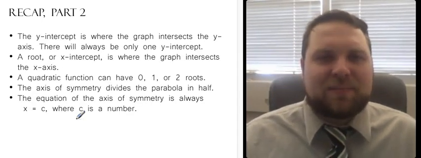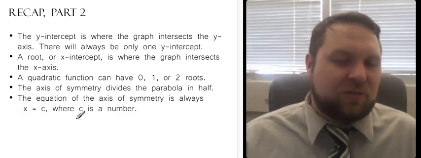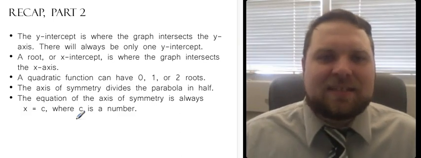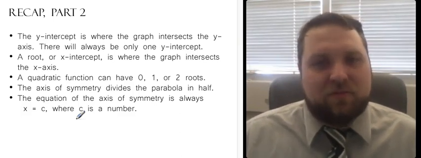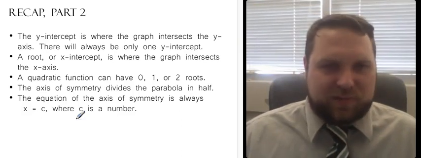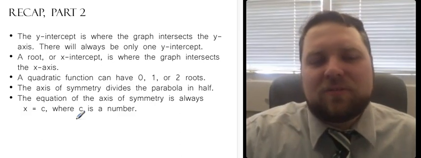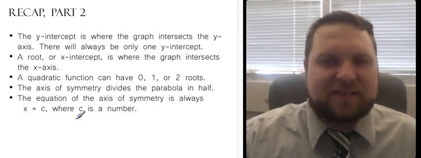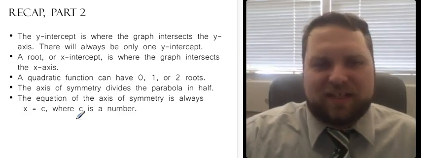The y-intercept is where it crosses the y-axis. The roots, or x-intercepts, are where it crosses the x-axis. And for the roots, all these quadratic functions can have 0, 1, or 2 roots. All 3 of those are possibilities. And then we have the axis of symmetry with the equation x equals some number, where that number is the x-coordinate of the vertex, and it divides it perfectly in half.